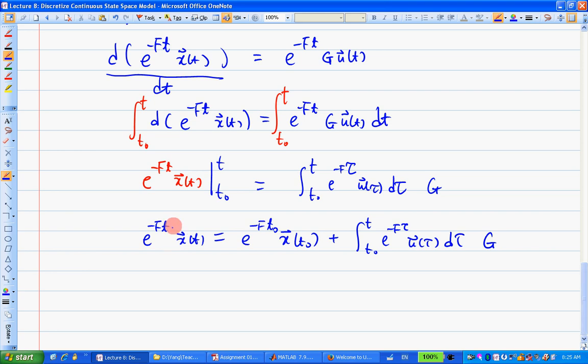So you look at this one here. What we're going to do next is multiply each side by positive e to the power of F t. That will cancel out the coefficient that is here and leave us with only x of t here. Then this guy here is e to the power of F, t minus t naught. Not negative F, positive F. Yeah, positive, times x of t naught.